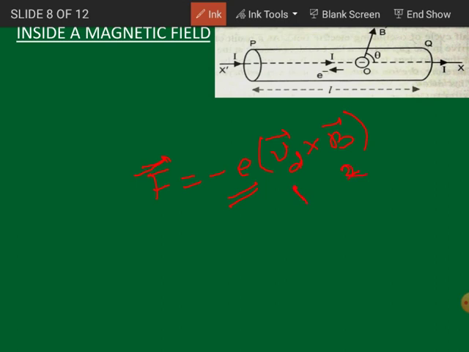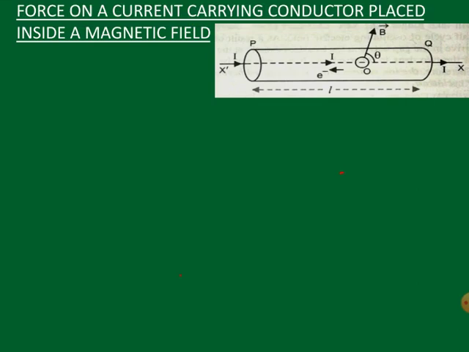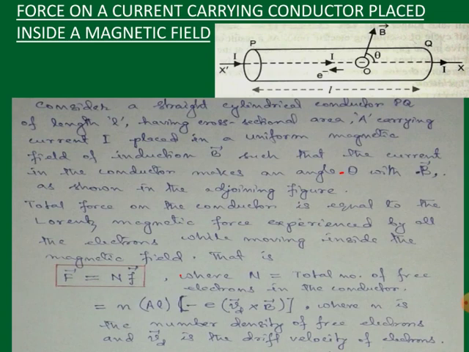Got it? So let's see the description part. Consider a straight cylindrical conductor PQ of length L, having cross-sectional area capital A, and current I flows inside this conductor. This conductor is placed inside the magnetic field B, such that the conductor makes an angle theta with the magnetic field B, as shown in this figure. So we want to find out the total force experienced by this conductor.